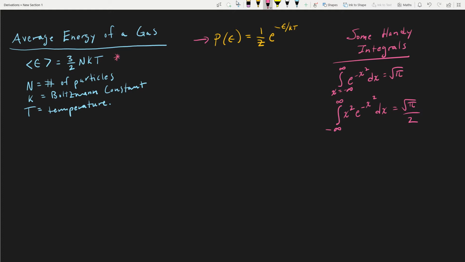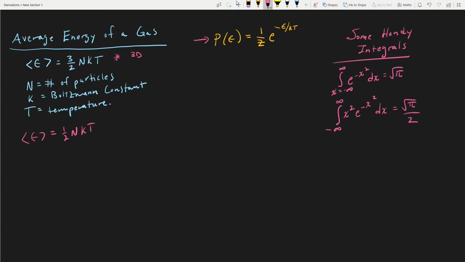And basically, you'll see the angle brackets. Those mean average. So we see the average epsilon, the average energy of the system, is equal to 3/2 NkT, where N is the number of particles, k is the Boltzmann constant, T is temperature. So this is actually the 3D case. And what we're going to be showing is that the average energy is actually equal to 1/2 NkT.